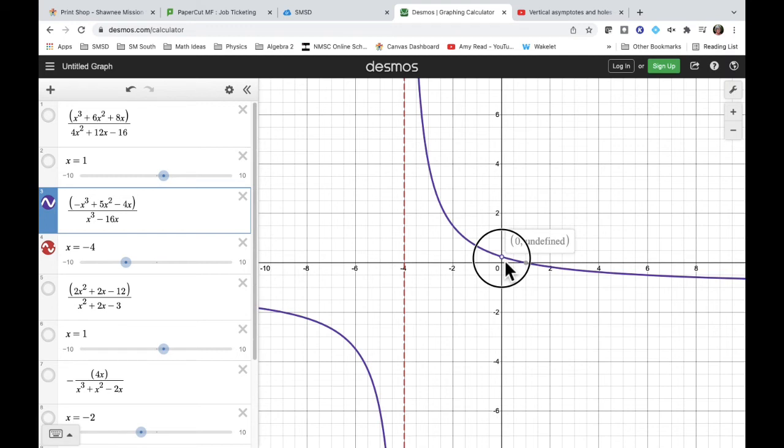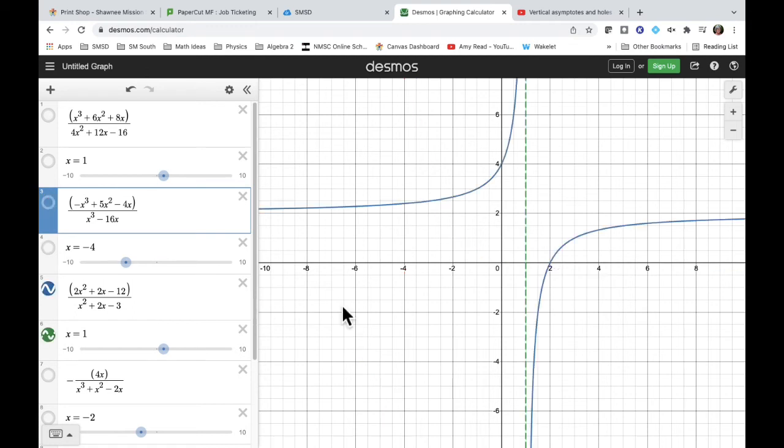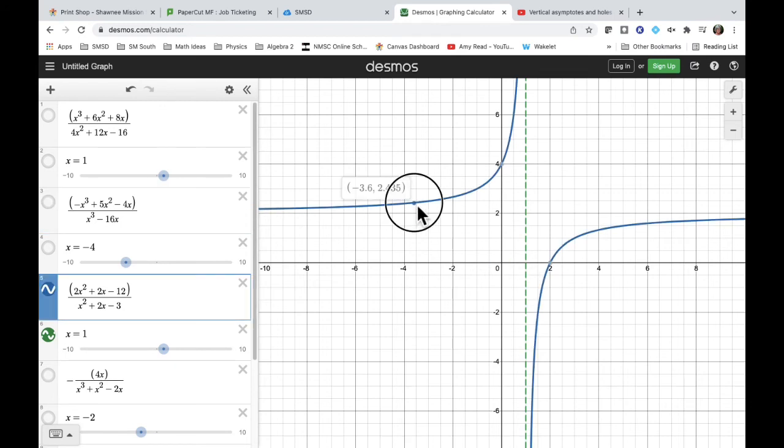Okay, our other hole was at +4. So if I drag over here, again, I have an undefined value there at +4. So this is a line that has a couple of holes in it. All right, that's number 2. Here's number 3. We still have our vertical asymptote at x equals 1, and the -3 should have a hole, so I'm going to go up there and drag and see my undefined there.